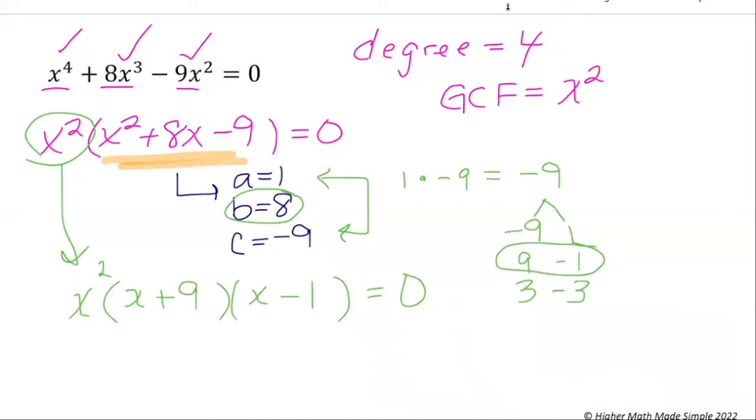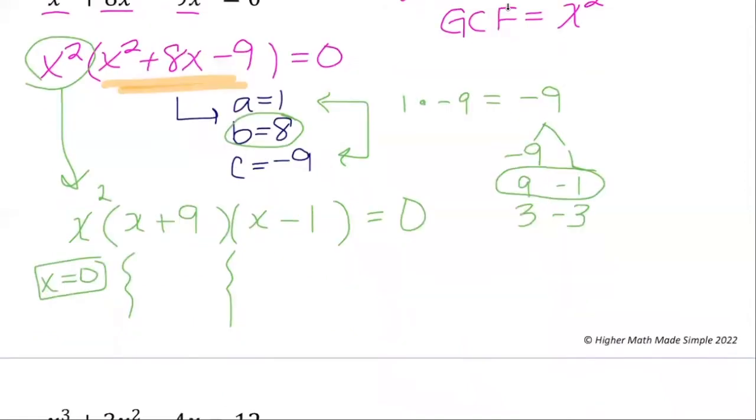So we have to set each expression inside the parentheses equal to 0. And don't forget, like the previous example, we do have a variable outside of the parentheses. So automatically we know that one of the solutions is x equals 0. Now, just as a side note, why is that true?